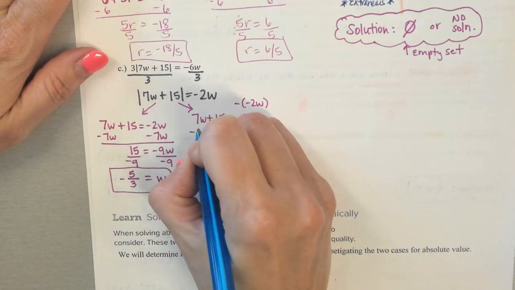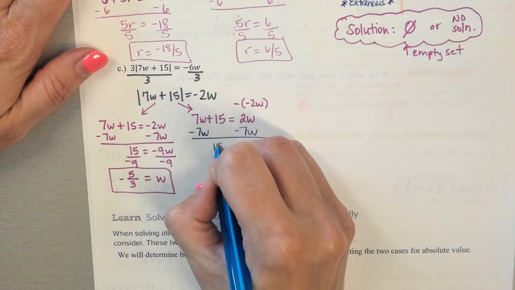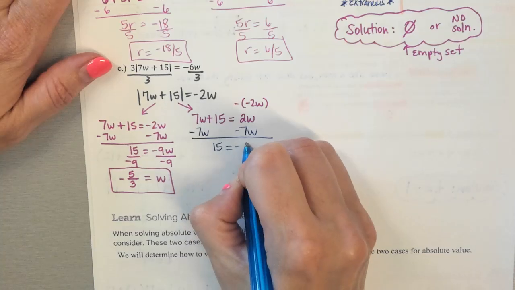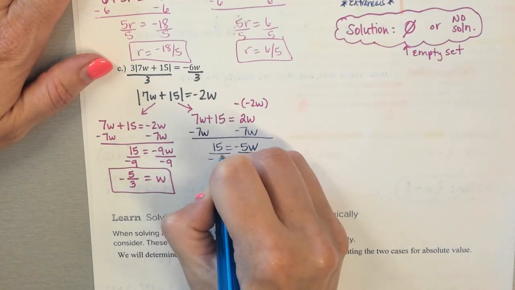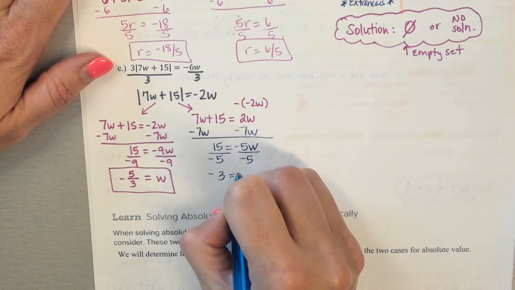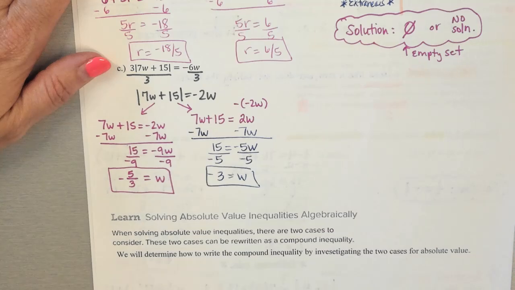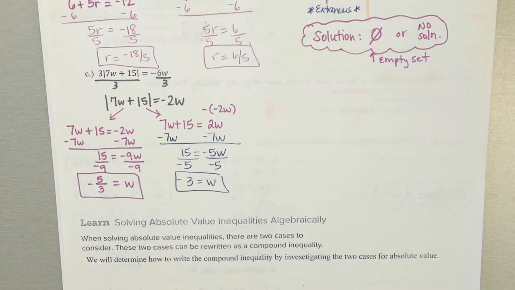And then I can use the same steps here where I subtract 7w. Now I'm going to get negative 5w. I'm going to divide by negative 5. A positive divided by a negative is a negative. Okay, and then I'm ready to set up my checks.